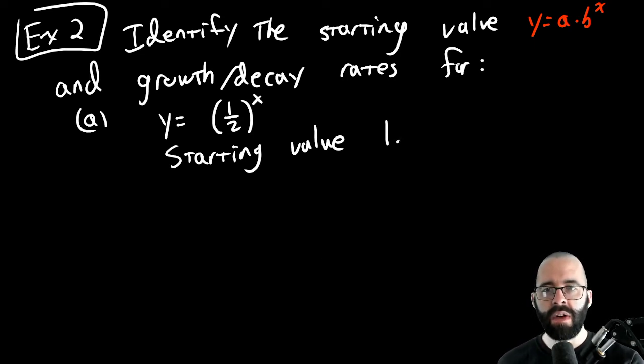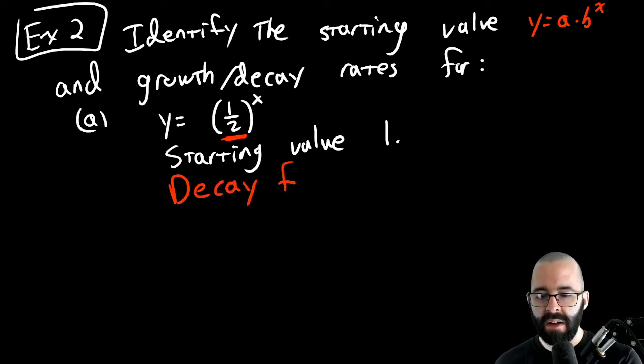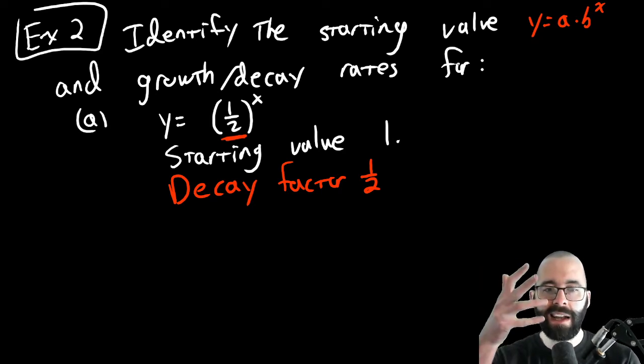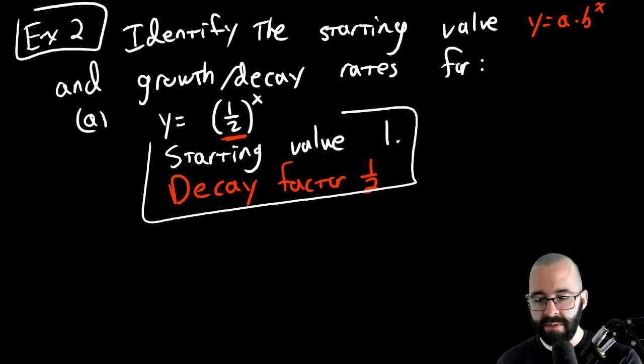All right, do we have growth or decay? Well, is this number bigger than 1, or between 0 and 1? Between 0 and 1. This is going to be decay, and our decay factor is 1/2. Every time we increase x by 1, we're going to get cut in half. All right, and that's what we have here.